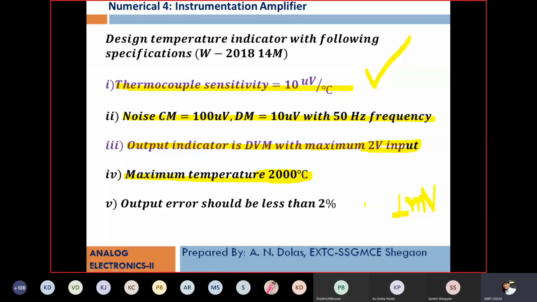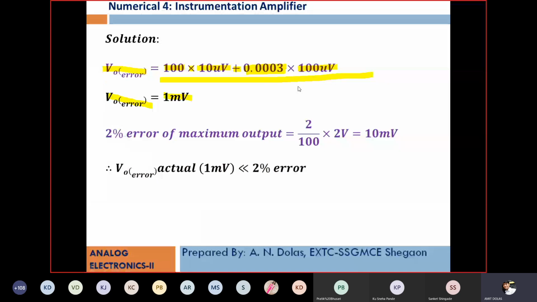1 millivolt, while for how much? This given solution. And after solving all 1, 2, 3 and 4, fifth statement is given, output error should be less than 2%. Now how to decide this 2%? Of course we will have maximum output, and we will calculate 2% of it. Let's go to the solution here.